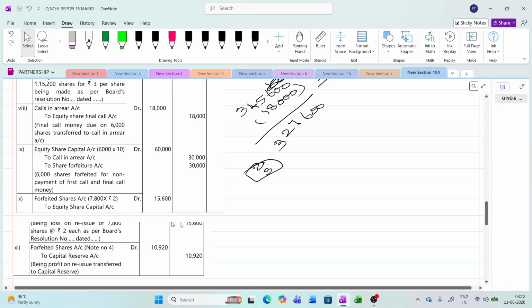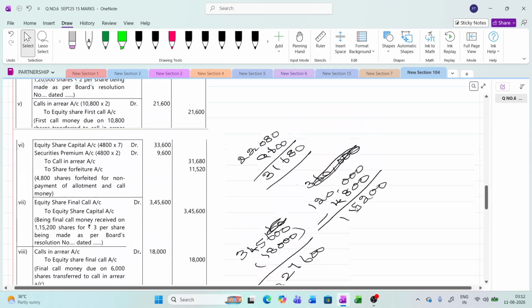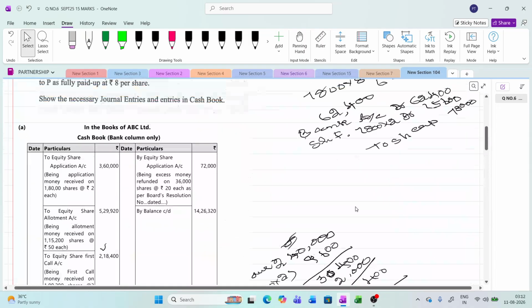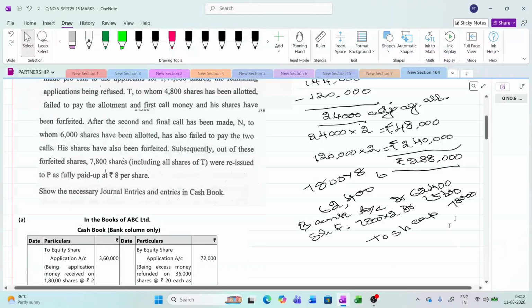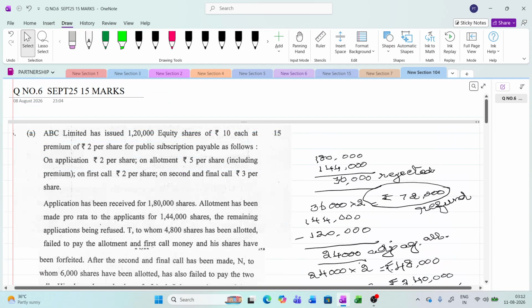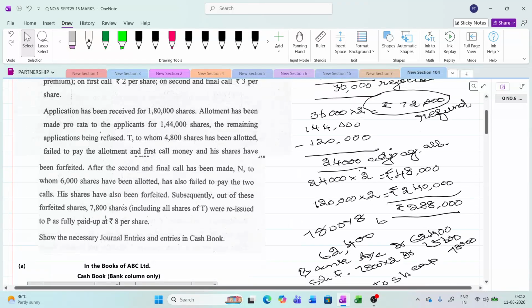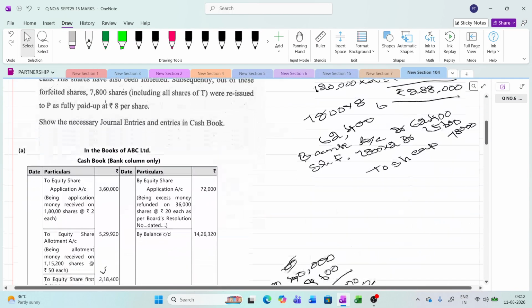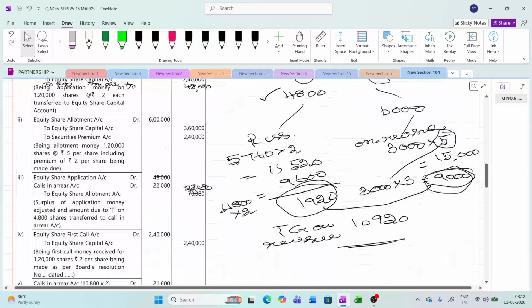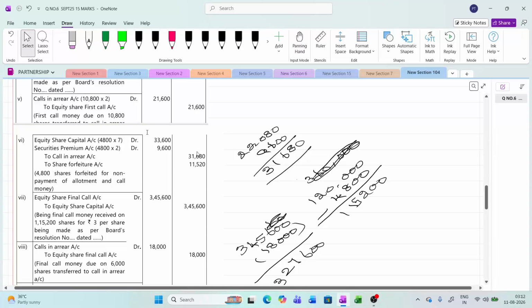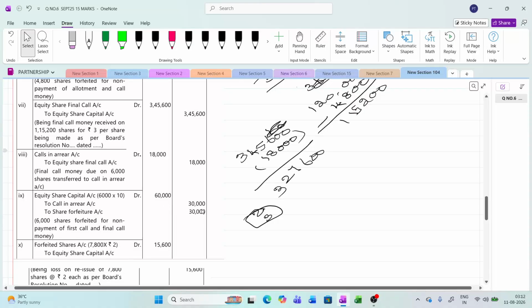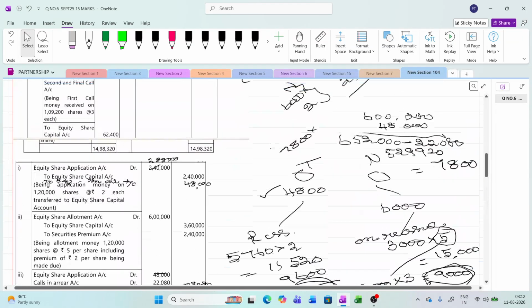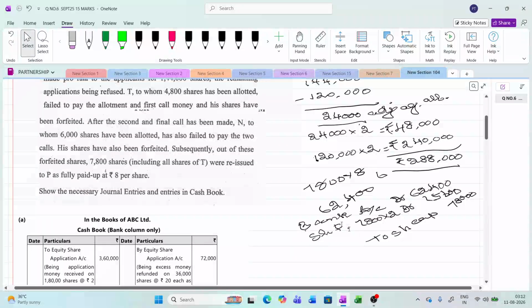Okay. Now the forfeited shares account. How are we going to do that? Here I have shown it clearly. How do you people do it? Bank account debit. Now we are going to reissue this. Share capital account debit. That we have already seen. The forfeiture we have already seen. Here forfeiture we have already seen. This forfeiture also we have already seen. Now we are going to see the reissue. How do you people do it?